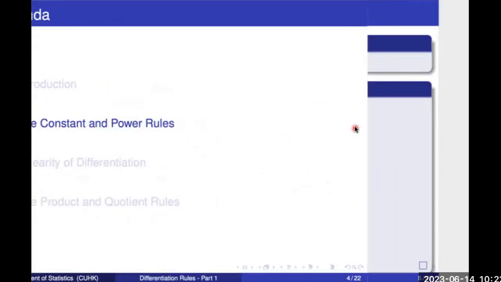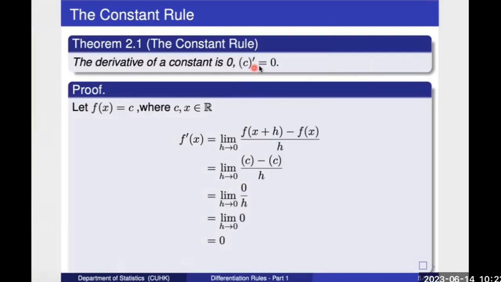Theorem 2.1 states that the derivative of a constant is 0. In other words, if we have a constant c, its derivative is equal to 0. This rule may seem simple, but it provides a solid foundation for the more complex rules that we will be discussing later on.